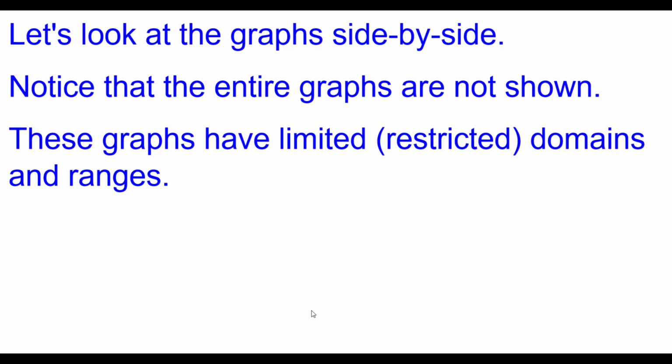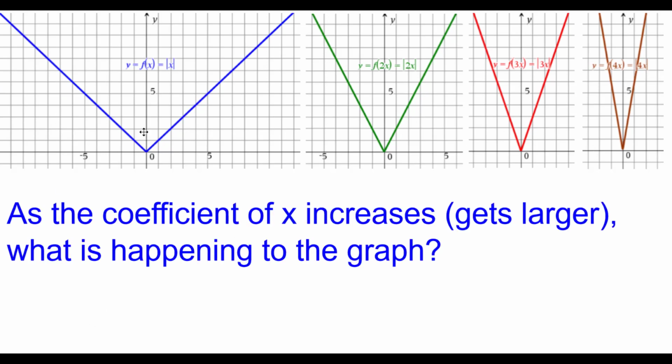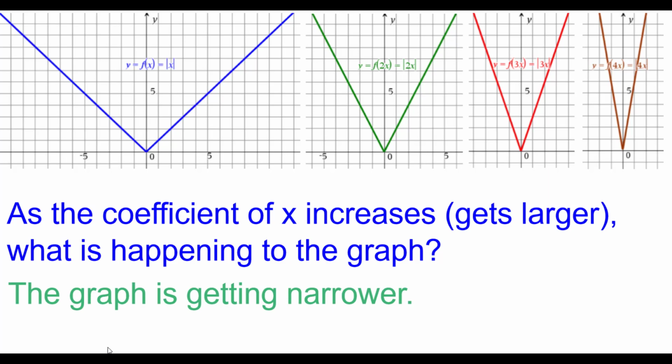Let's look at the graphs side by side and notice that the entire graphs are not shown. These graphs have limited or restricted domains and ranges. So what you see is what you have right here. As the coefficient of x increases from 1 to 2 to 3 to 4, what is happening to the graph? Press pause to think about your answer and then resume. Well, one way to express it is the graph is getting narrower.